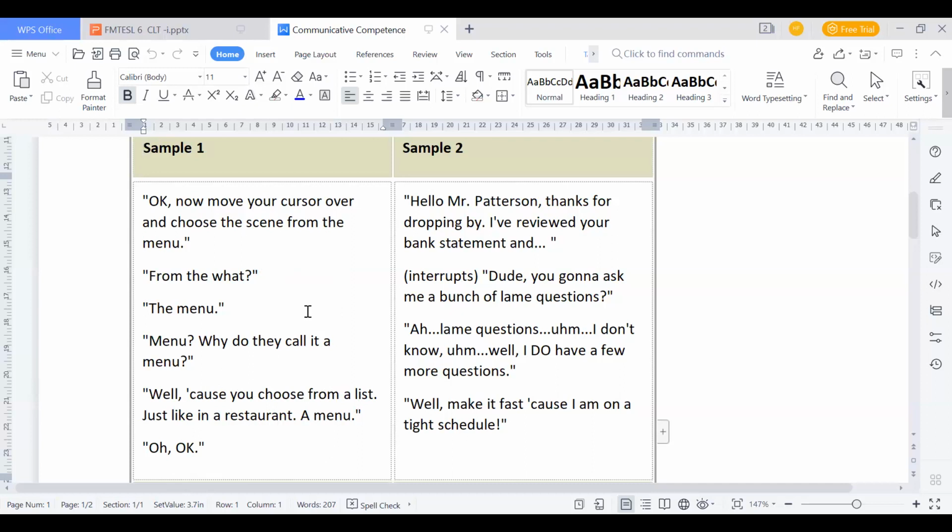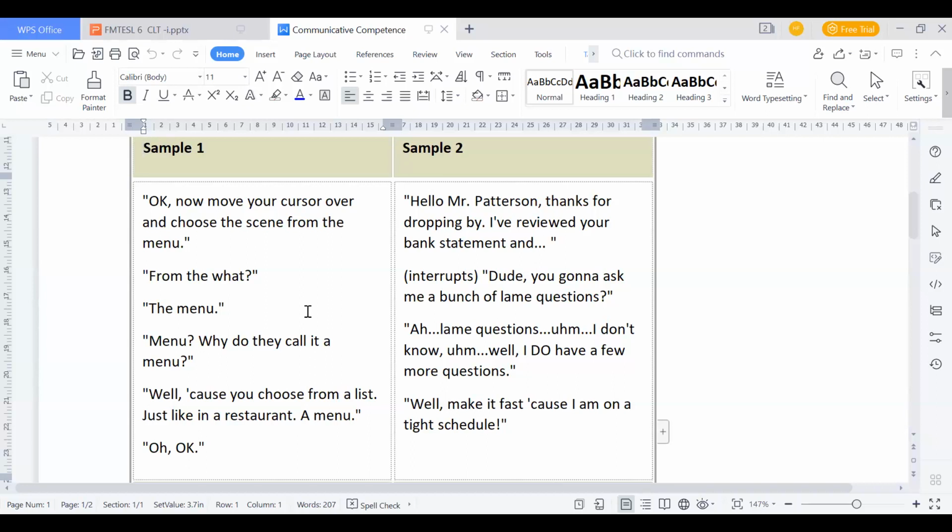Okay, now move your cursor over this and choose the scene from the menu. What? From the what? She didn't know the word menu. The menu. Menu, why do they call it a menu? Well, because you choose. Now even the gaps in the language are kind of addressed. What is that competence referred to as? Strategic competence. The word meaning is not known and he doesn't know how to continue with the conversation. Then you can't actually be an effective user or a communicator.